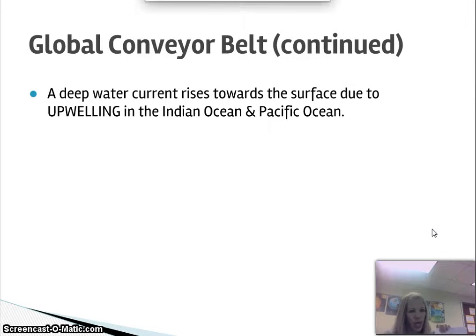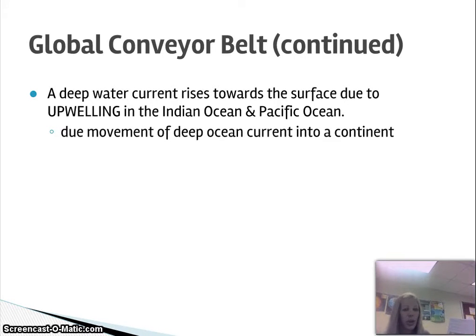So, if you notice, this deep ocean current turns back into a surface current, both in the Indian Ocean and in the Pacific Ocean. And the reason for this is upwelling. So what I would like you to do is to circle these two loops, both in the Indian and the Pacific, and write down here that deep ocean water is turning back into surface water due to upwelling.